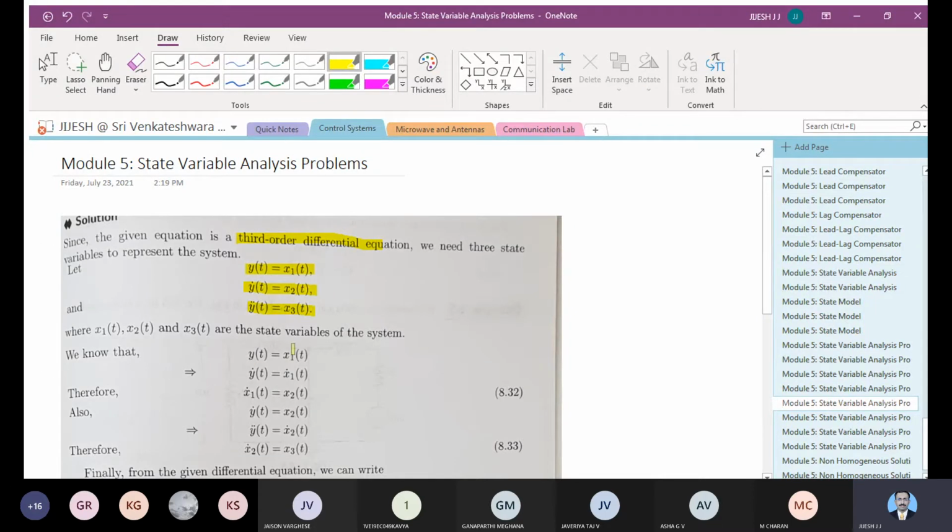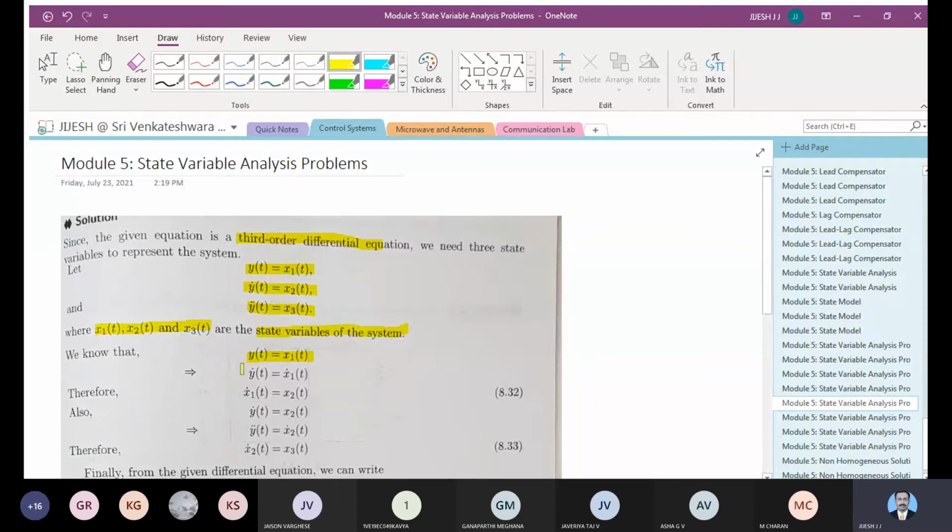If it was a higher order differential equation, you may have triple dot and four dots and so on. Here x1 of t, x2 of t, x3 of t are called the state variables of the system. So let me just rewrite these things in a different way. That is y of t is equal to x1 of t, we know. I am going to write y dot of t. See here, x1 of t is y of t. Differentiation of that is x2 of t.